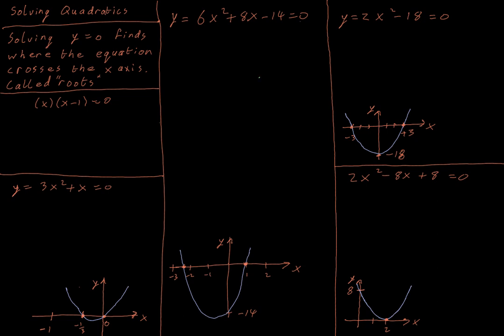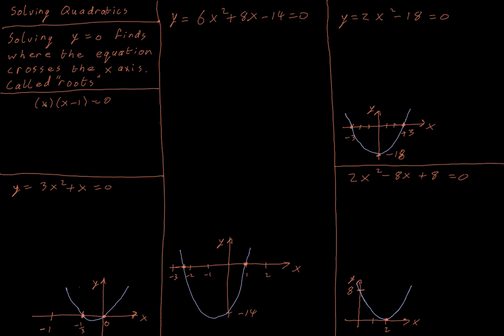Now, let's get into practicalities. How do we find these roots where y is equal to 0? If I take this situation here, what we're going to use is the fact that any number at all multiplied by 0 is always equal to 0. So if I had 3 and I multiplied it by 0, I'd get 0. If I had minus a million and I multiplied it by 0, I'd get 0.